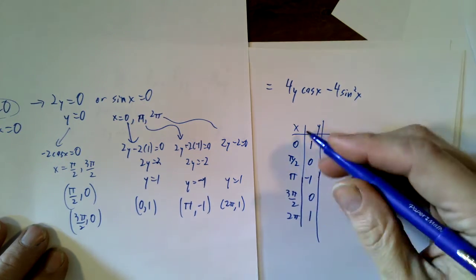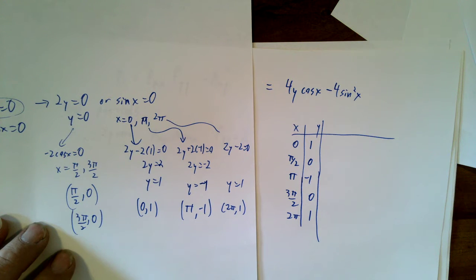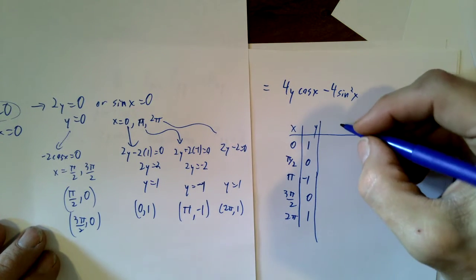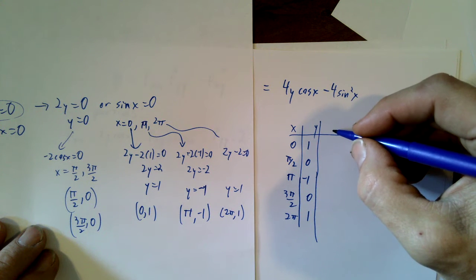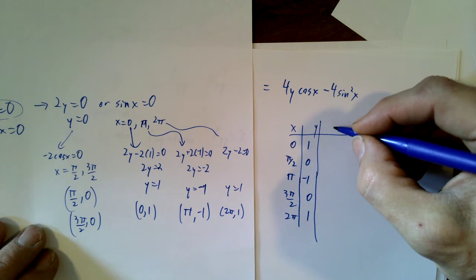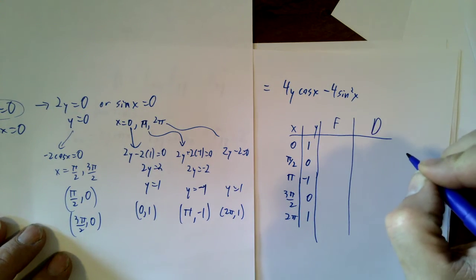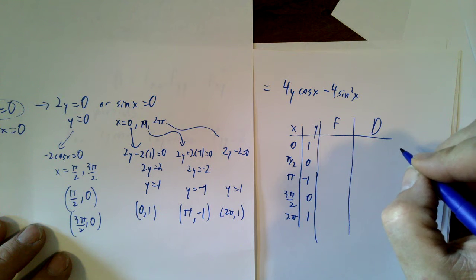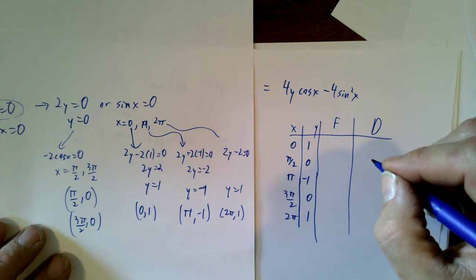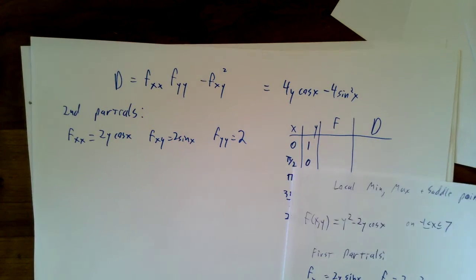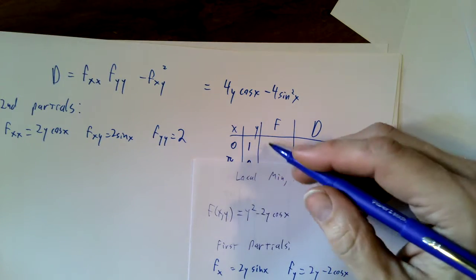Those are all points that are on the graph of y equals cosine x. But anyway, I want to know what the determinant is there. Ultimately, I want to know the max and min values if I get them. So I'd actually like to evaluate the function at those points, but I'd also like to evaluate this D thing at those points to see how they classify, whether this is positive or negative. Okay, so f of x, y is y squared minus 2y cosine x. I'm just going to plug the points in there.